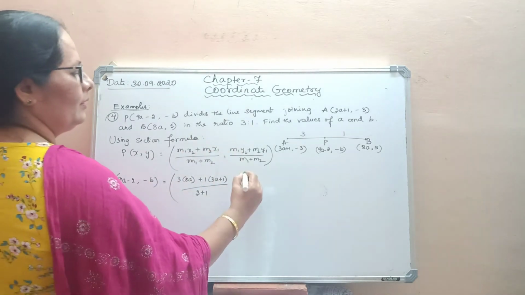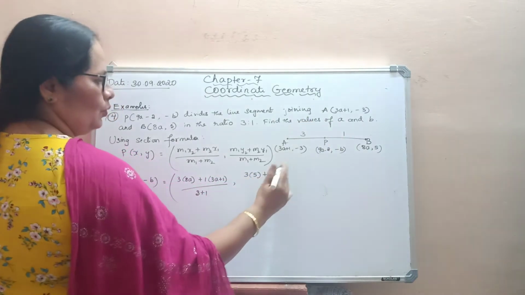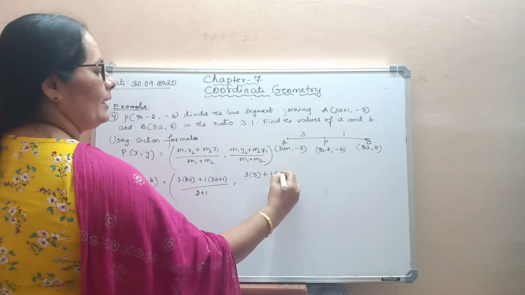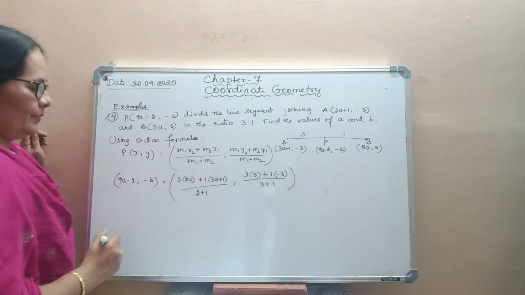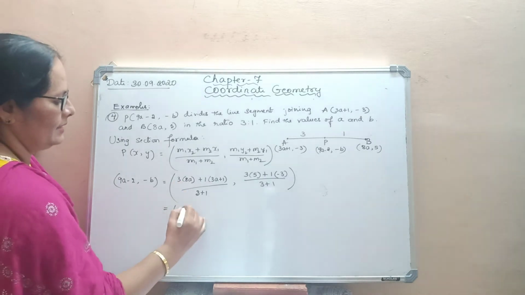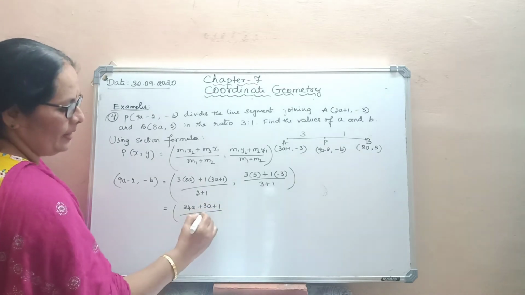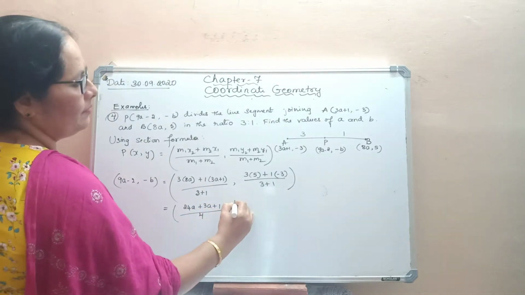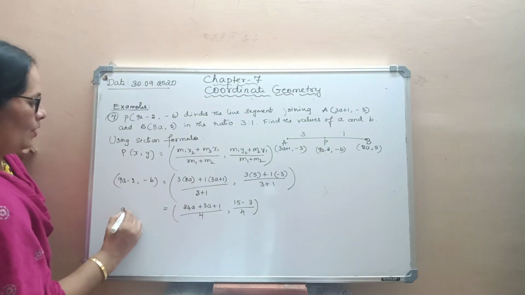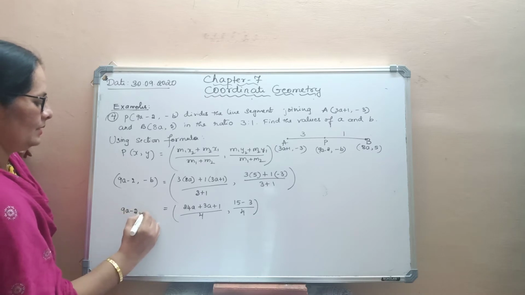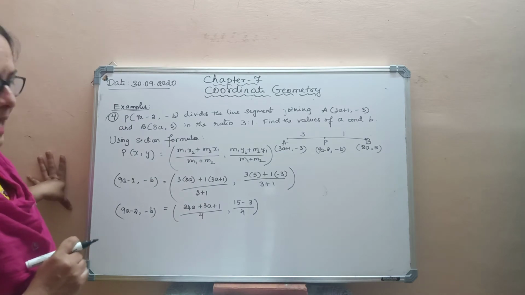Then y2 is 5 plus m2 is 1 and y1 is minus 3, divided by m1 plus m2. Now simplify. 8 3s are 24a, then 3a plus 1 divided by 4. Then here 3 5s are 15 minus 3 divided by 4, and P of x, y is 9a minus 2, minus b. Now we need to find the values of a and b.